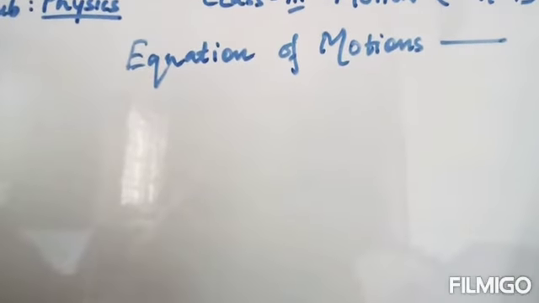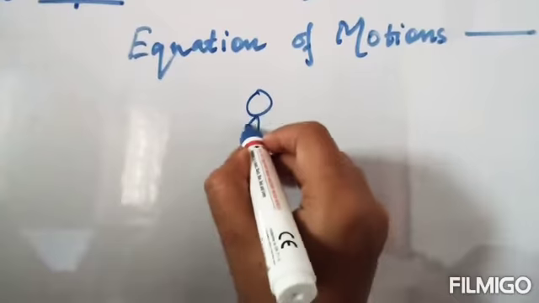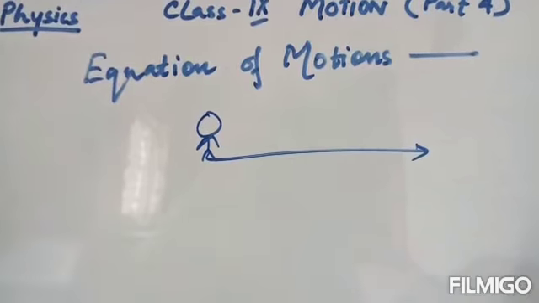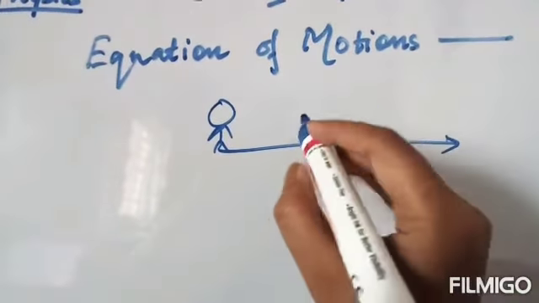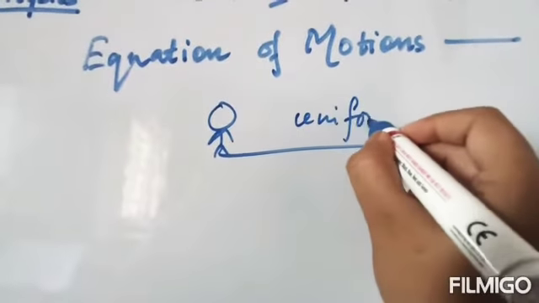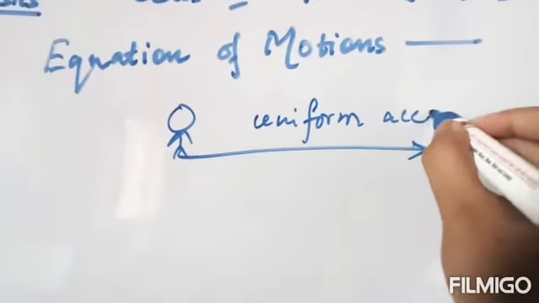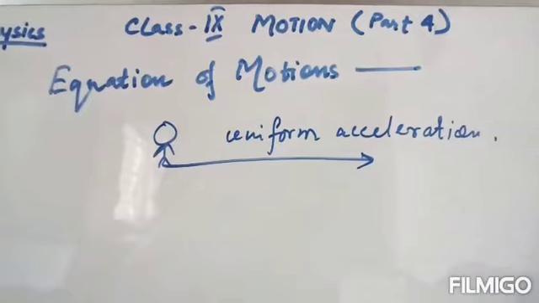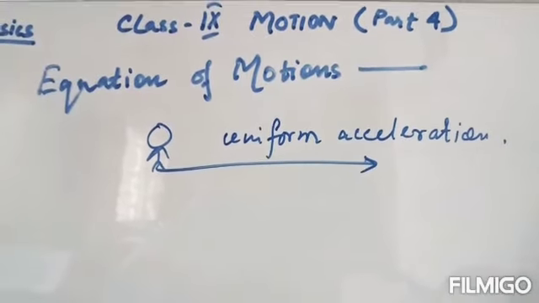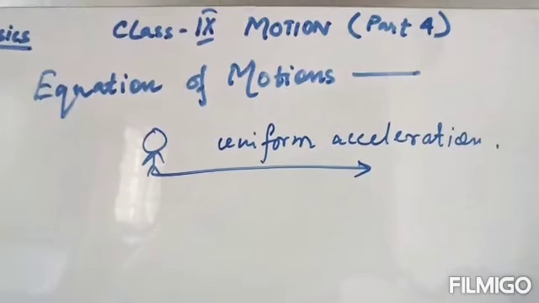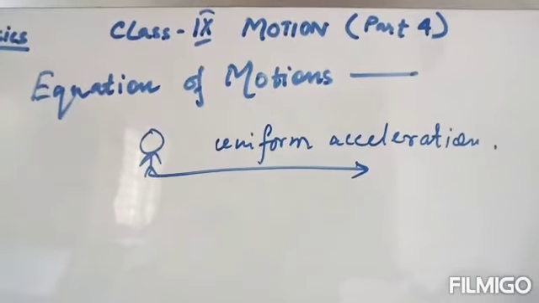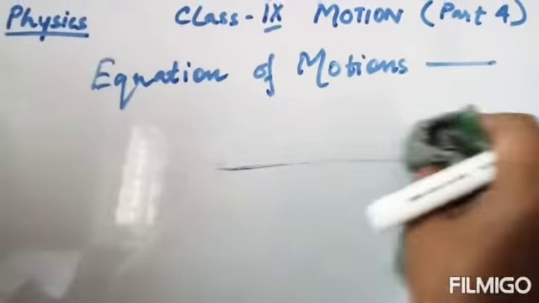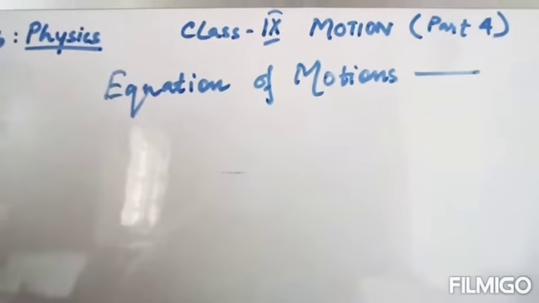When an object moves in a straight line, suppose you or someone moves in a straight line with uniform acceleration, then you can relate velocity, acceleration during the motion and the distance covered with time. How we can relate them, we will see in the equations of motion. There are 3 equations of motion.